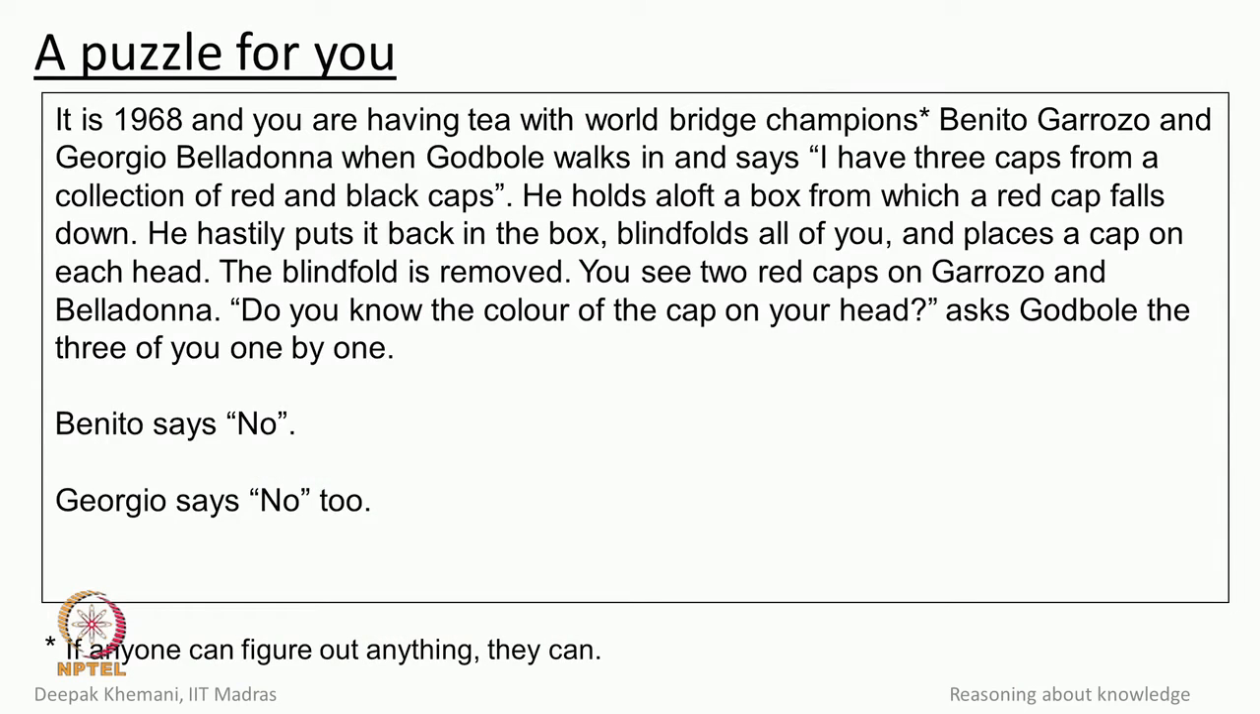Then he blindfolds all 3 of you, and he puts the 3 caps on your head, and then he asks you repeatedly, do you know the color of your cap essentially. So, it turns out that first he asks Gallozo, Benito Gallozo, and he says no. Then he asks Belladonna, Giorgio Belladonna, he also says no. Now he is coming towards you, and it is your turn now. What will you say essentially?